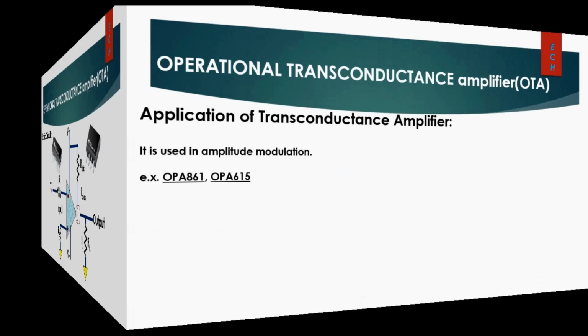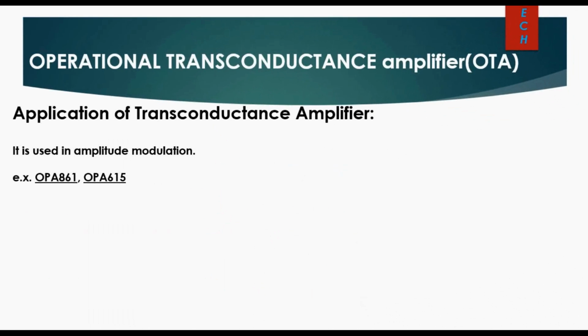Now we will see the application of the transconductance amplifier. Basically it is used in amplitude modulation in communication systems. If you want to find some practical part numbers of operational transconductance amplifiers which are already available in the market, these are some parts from Texas Instruments, OPA861 and OPA615. You can download the data sheets of OPA861 and OPA615 and see what parameters are given for the operational transconductance amplifier, that is OTA.